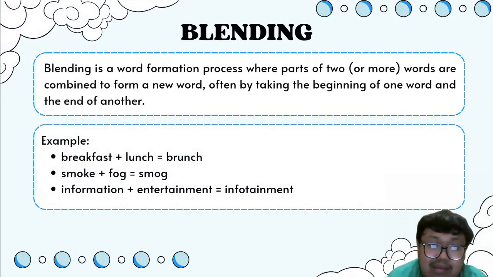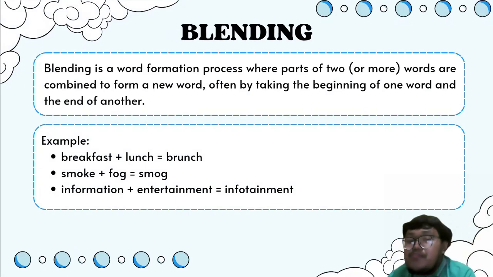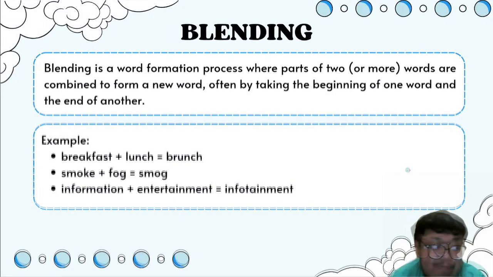Next, we have blending. Blending is a word formation process where parts of two or more words are combined to form a new word, often by taking the beginning of one word and the end of another. For example, breakfast plus lunch becomes brunch, smoke plus fog becomes smog, information plus entertainment becomes infotainment.